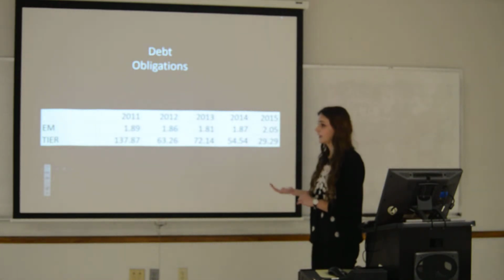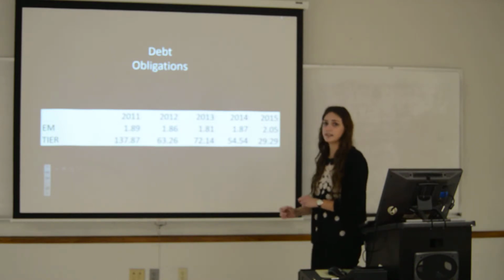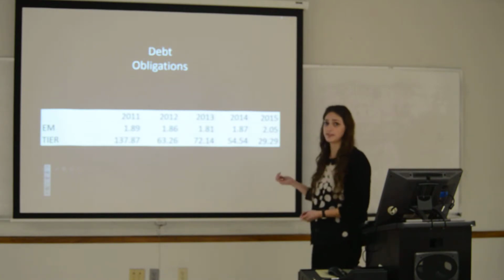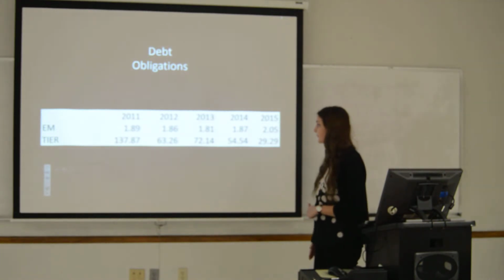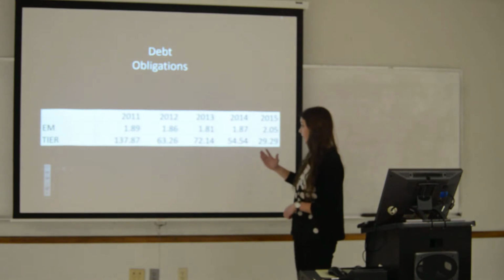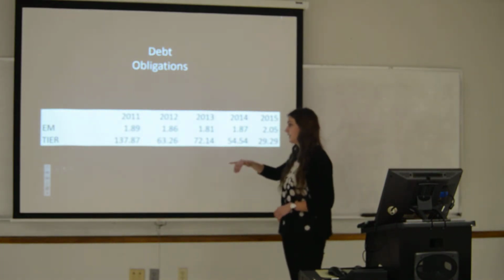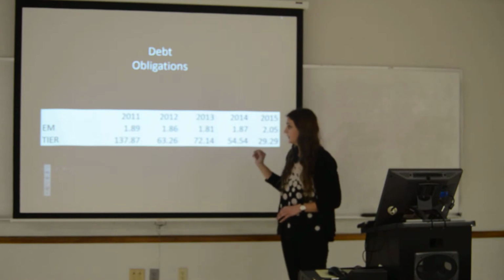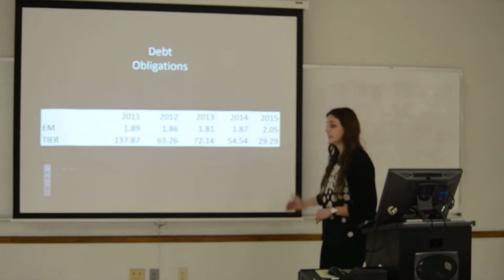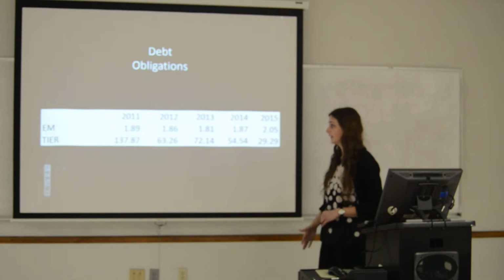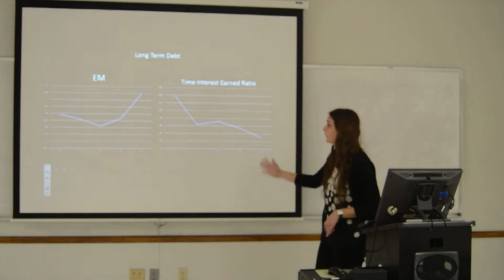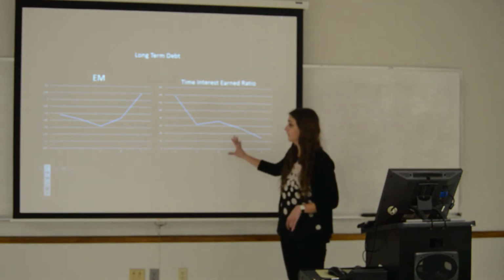And you also need to look at your TIE ratio, which is your times interest earned ratio. That shows whether the company has the ability to honor its debt, and you want this to be high so you can pay back your shareholders. And we can see that it's dropping too. In 2011, it was 137, and now in 2015, it's around 30. So that is a big drop. And this is what it looks like in graph form.